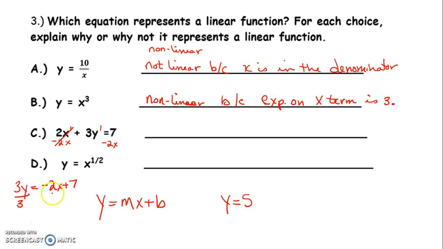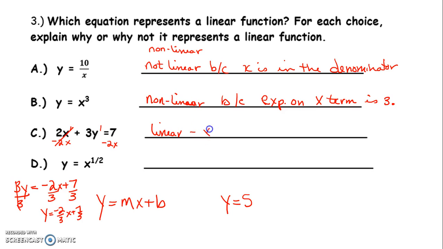I could then divide each piece by 3. It's an ugly final equation here in y slope-intercept form, but it works. So this would be y equals negative 2/3 x plus 7/3. Totally linear. I was able to put it in the correct form. So this one is the linear one.